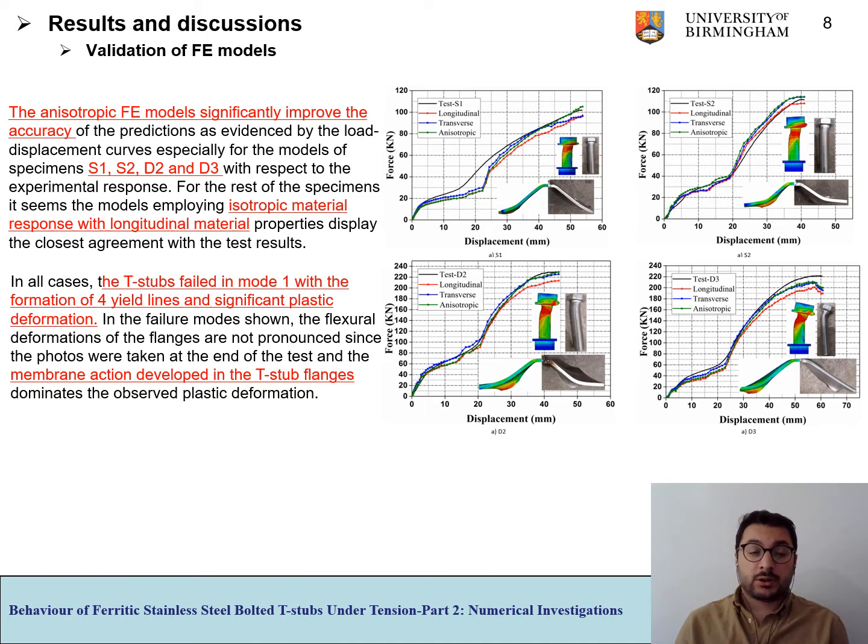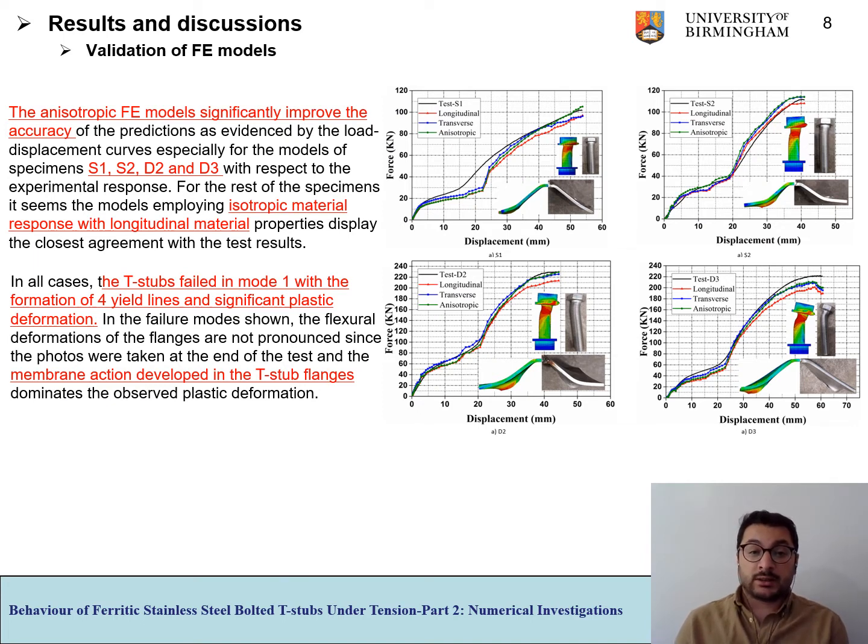The numerical models were validated using the experimental force-displacement curves. It can be concluded that the anisotropic finite element models significantly improve the accuracy for the S1, S2, D2, and D3 specimens with respect to the experimental response. The load-displacement agreement is very good, and these four force-displacement curves are representative curves. For the rest of the specimens, the model employing isotropic material response with longitudinal material properties displays the closest agreement with the test results.